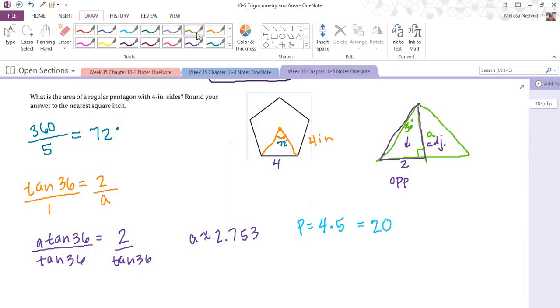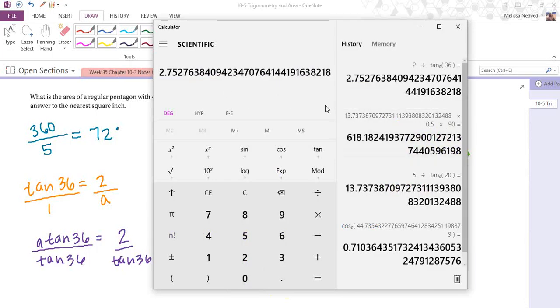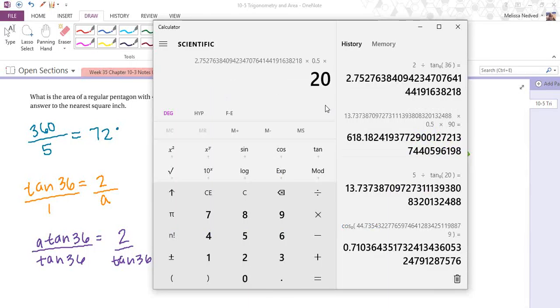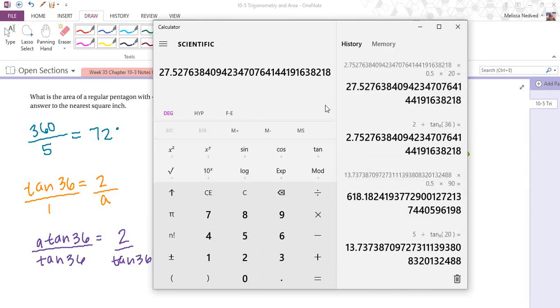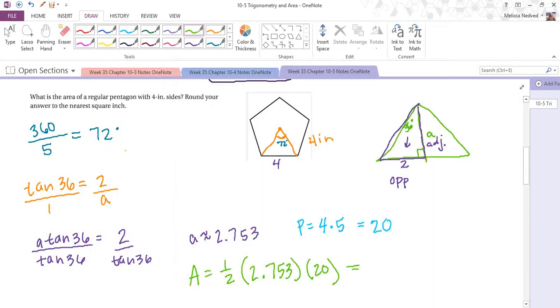So our last step here is just going to be plug and chug into that area formula. 1/2 times apothem, which we said was approximately 2.753, times the perimeter, which is 20. And we want to round to the nearest whole number. So again, I'm going to just leave this long, nasty value we got from taking 2 divided by tangent of 36, multiply it by half, multiply it by 20. Enter, and we get, rounded to the nearest whole number, about 28. What's my units here? 28 inches squared.